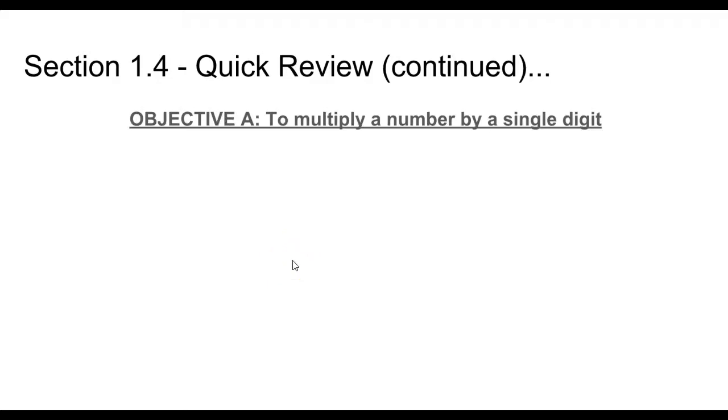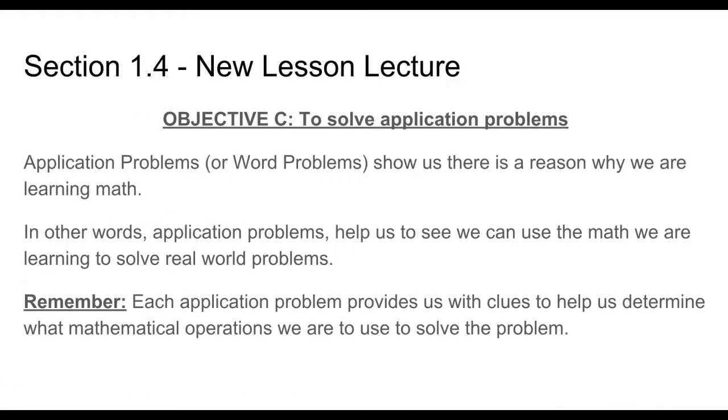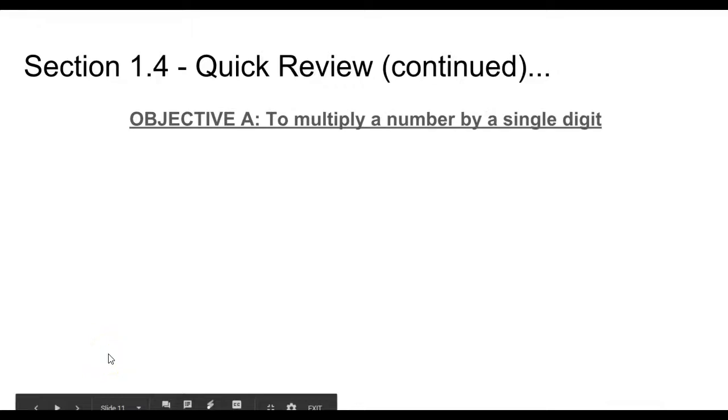Okay, so let's go ahead right now and take a quick moment to do a couple of problems for objective A, to multiply a number by a single digit. Let's go ahead and take a moment to do that. For objective A, we're supposed to multiply a number by a single digit. If we have our multiplication facts memorized, that really helps us here.